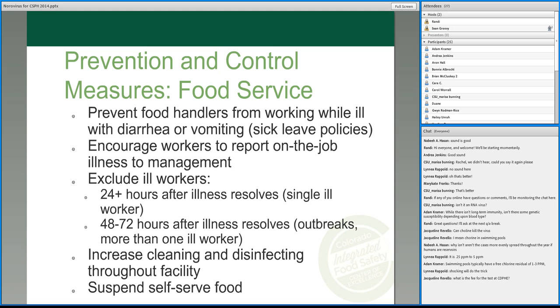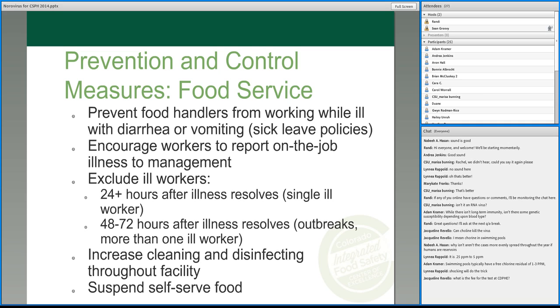Encouraging employees to identify when they're sick and stay home is really key. Whenever that's part of the culture at a facility, it increases the likelihood that it's going to happen. And also encourage workers to report on-the-job illness to managers, because there are urgent things that can be done.